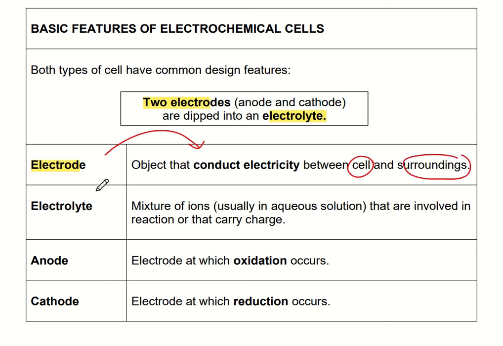Okay, for the electrolyte, the function of the electrolyte is that it is a mixture of ions, usually in aqueous solution, that are involved in the reaction or that carry the charge. So this is the function of the electrolyte. Dia bawa ion, sebab dia dalam aqueous solution lah. Function anode tadi saya kata dia adalah occur oxidation, cathode will occur reduction.